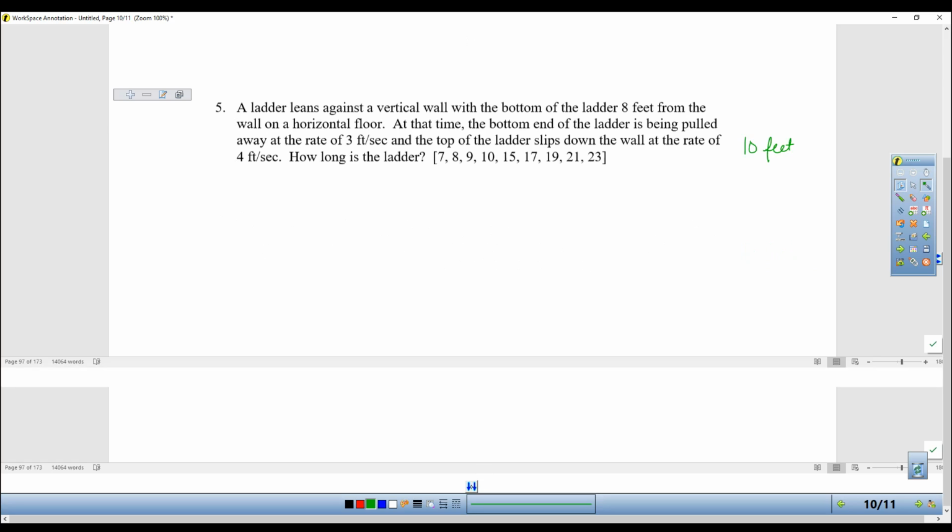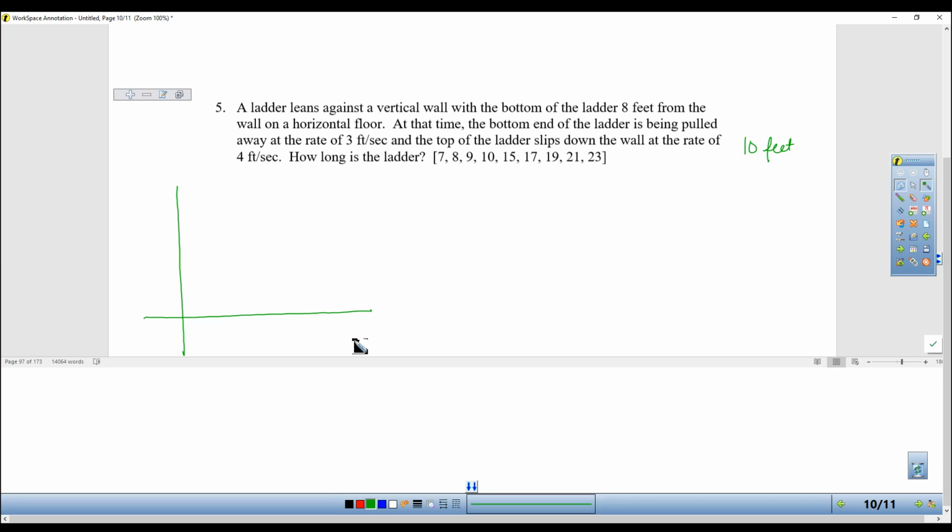A ladder leans against a vertical wall with the bottom of the ladder 8 feet from the wall. At that time, so they tricked you. They want you to fill it in. I don't want you to fill it in. It's when the ladder is 8 feet, even though it didn't use those words. I want you to recognize that it's always changing. They're specifically asking you about 8.